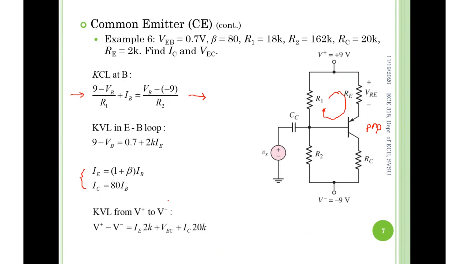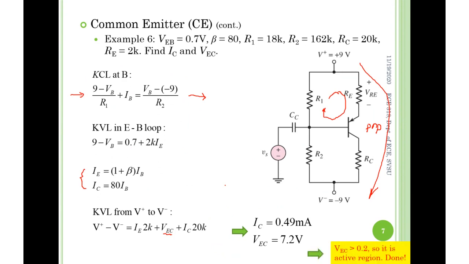And the last, from top to bottom path KVL. And be careful, the subscript of voltage is VEC, not VCE anymore. These are the equations. And as I said, the calculation-wise should be easier than MOSFET since there's no quadratic equation, right? And end up with the IC and VEC. And VEC is obviously big enough.